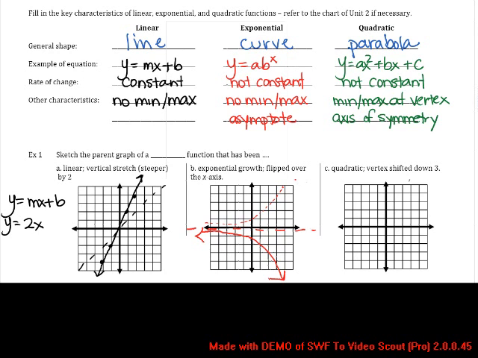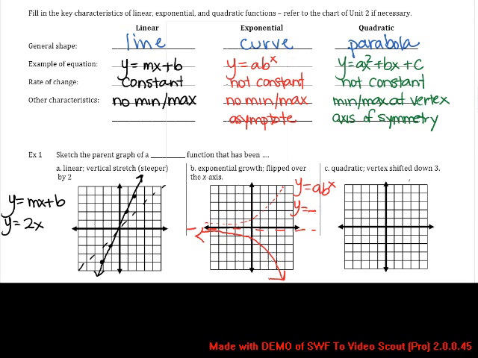Remember that the equation is y equals a times b to the x. And since this one has been flipped over the x-axis, we would make sure that the leading coefficient would be negative to indicate that it has been flipped over.